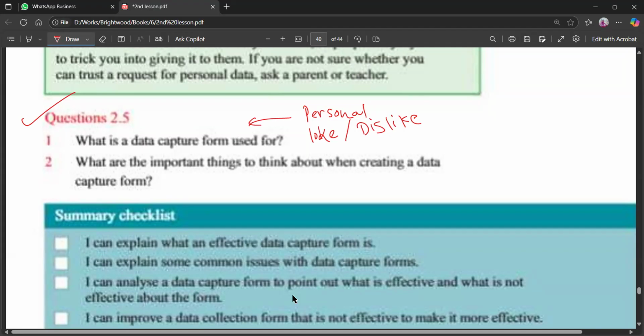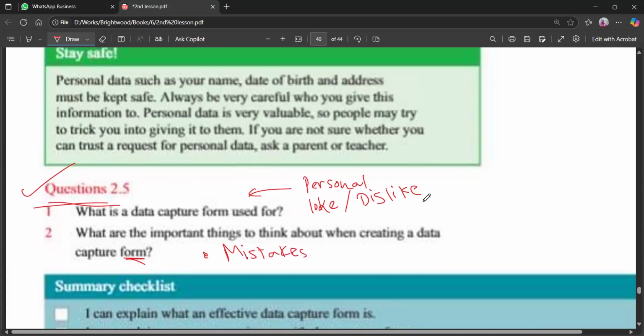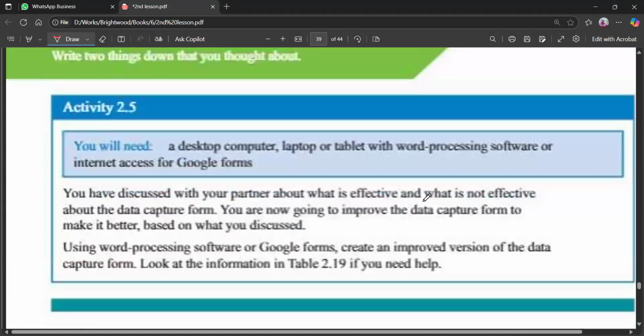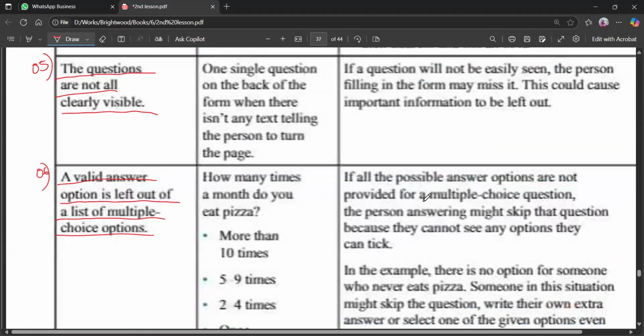And next, what are the important things to think about when creating a data capture form? As previously I said, you have to avoid mistakes. Always think about avoiding mistakes like previously. Okay, you can write this question. You have to think about the forms. Again, I will tell. Quickly move back.